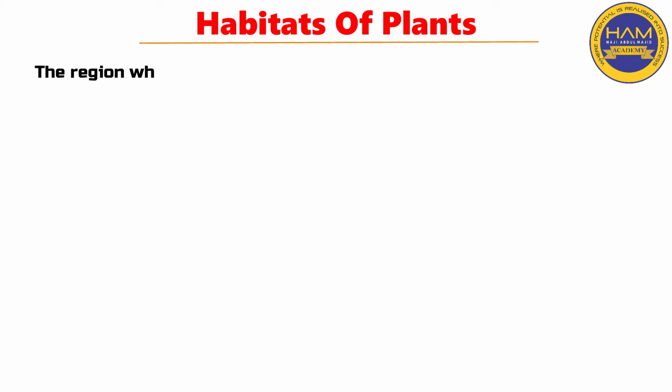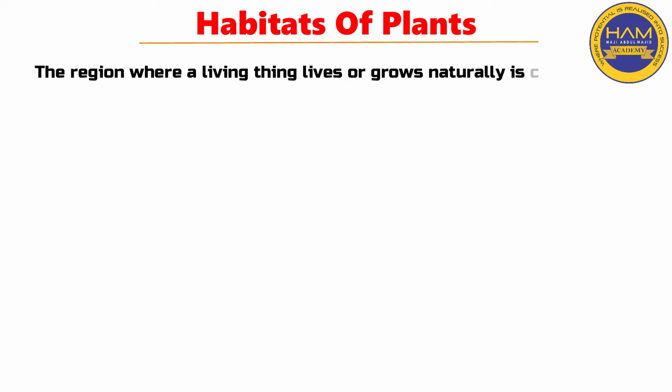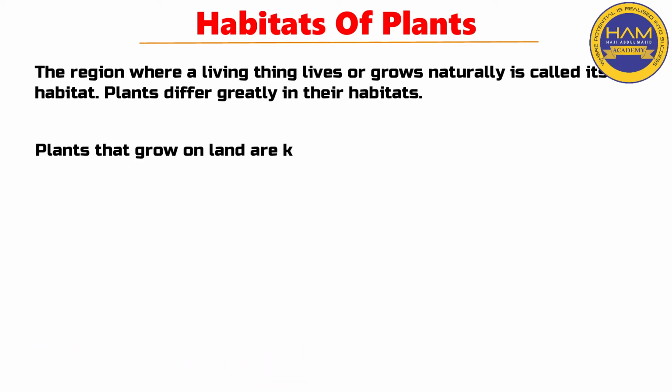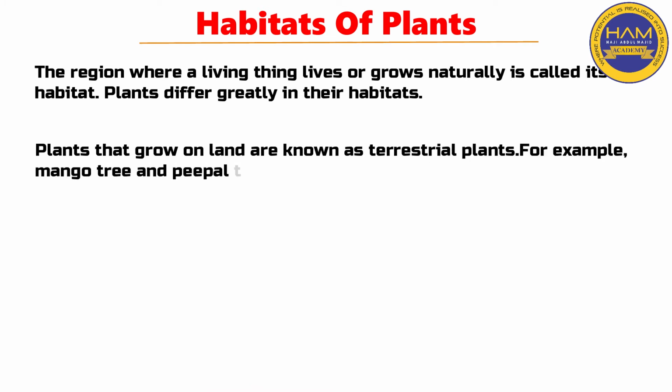The region where a living thing lives or grows naturally is called its habitat. Plants differ greatly in their habitats. Plants that grow on land are known as terrestrial plants. For example, mango tree and peepal tree.